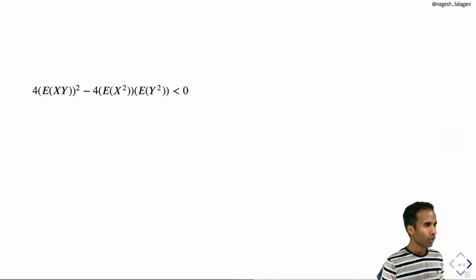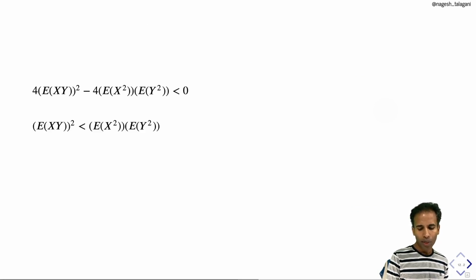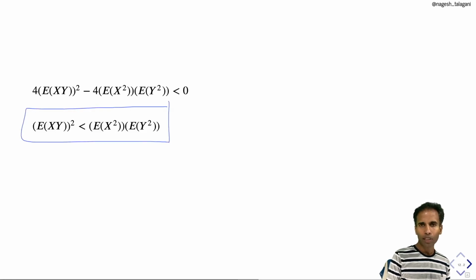Now, so we have 4 times expectation of xy whole square minus 4 times expectation of x square times expectation of y square less than 0, which is equivalent to expectation of xy whole square less than expectation of x square times expectation of y square. Okay, we always have this strict inequality unless y equal to minus tx with probability 1 for some t. If y equal to minus tx with probability 1 for some t, we have equality.